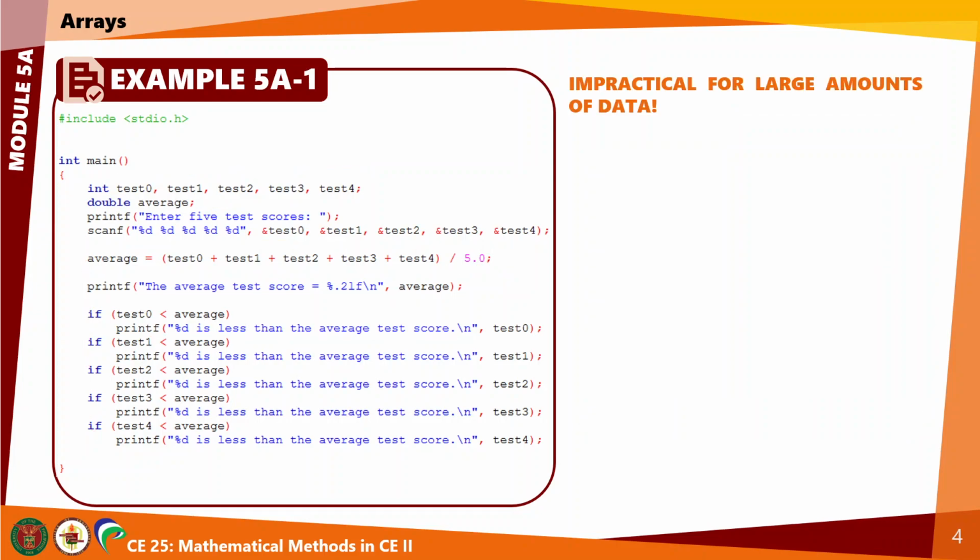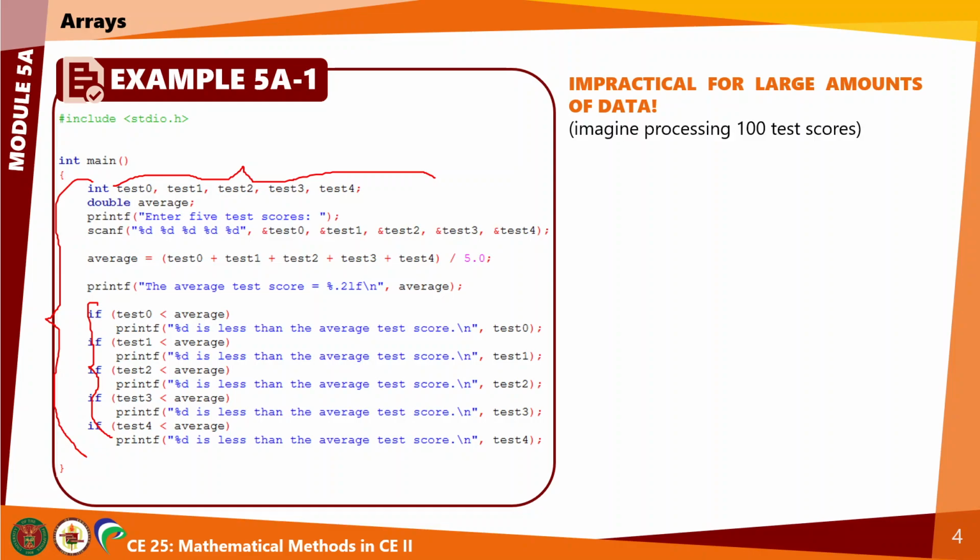The question is, what if you have a large amount of data? Not just 5 test scores. Let's say 100 test scores. This structure of code would be impractical and inconvenient, because if you have 100 data points, you would declare 100 test score variables, and then 100 if statements, right? So this would become very impractical for 100 test scores, right?